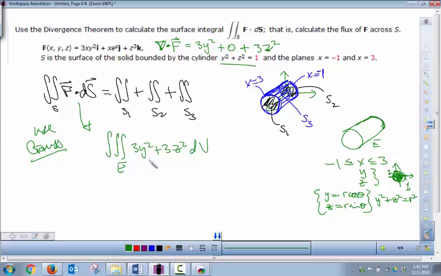Now, it seems handy, right? Because of our integrand. And then not only that, but we can have our y limits and z limits changed into r and theta limits. And this has radius of 1, and the theta goes all the way around to 2 pi.